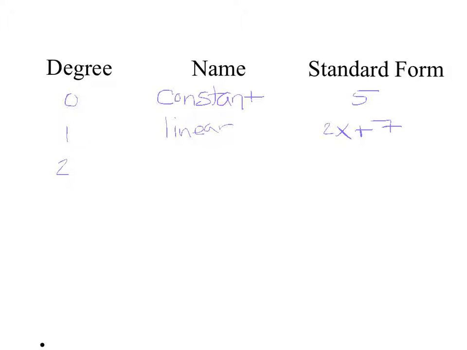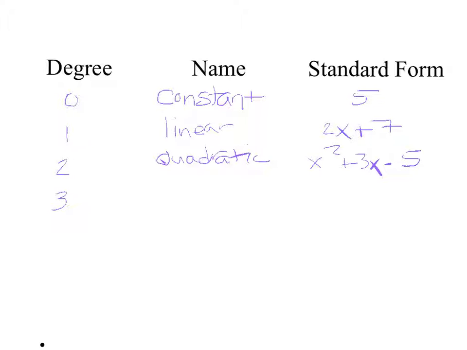A degree 2 polynomial is considered to be a quadratic. We just finished talking about a lot of those. So a quadratic would be x squared plus 3x minus 5. Okay, so that would be a quadratic. In standard form, we're going down by 1s for each exponent there.